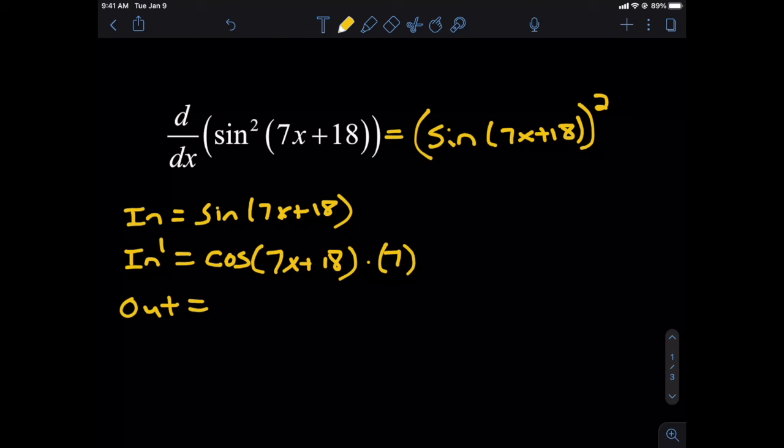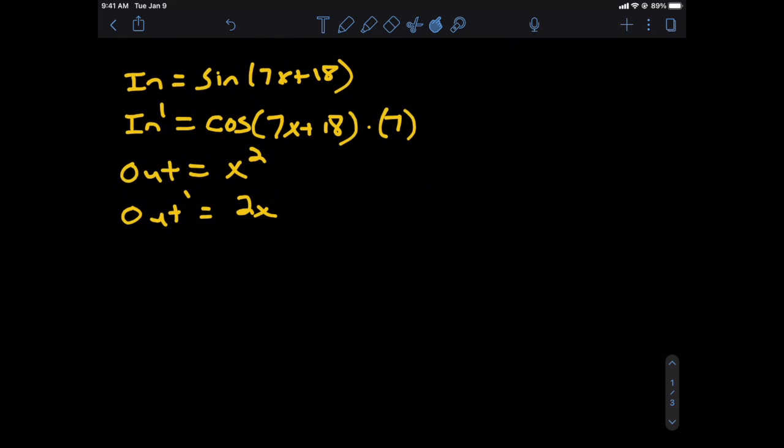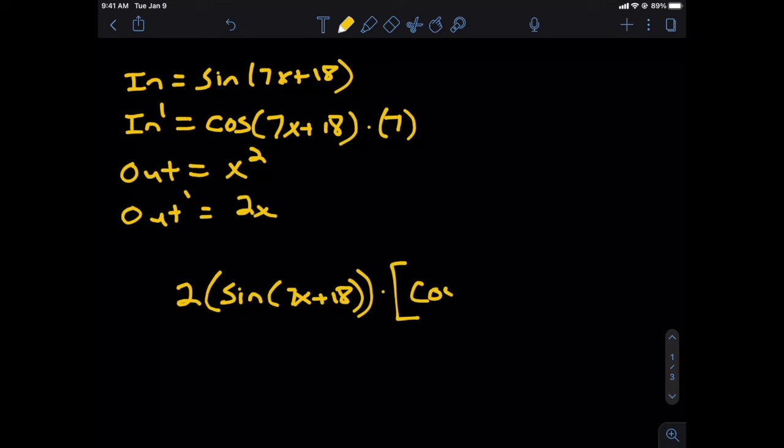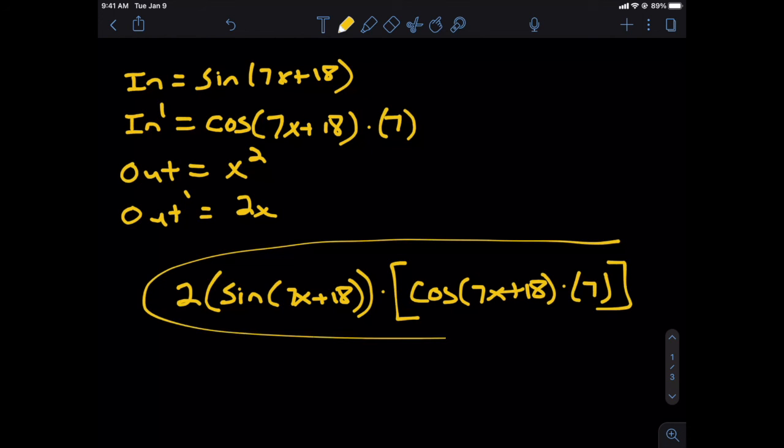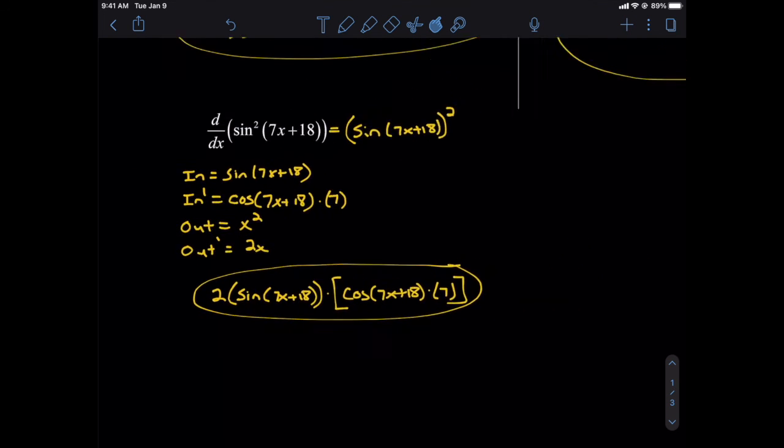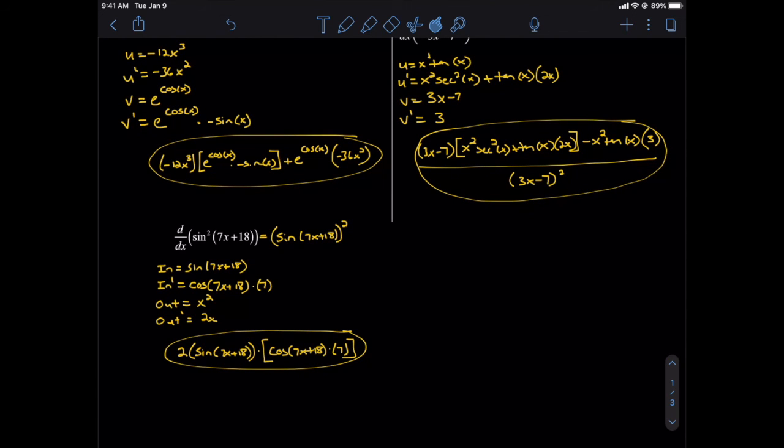Returning to our main function here, we think of our outside function as the thing where we replace the inside function with regular x, hence x squared. The derivative of x squared is 2x. So now we can use our chain rule to figure out what the whole entire derivative is. It's going to be the out prime evaluated at the inside, so 2 times sine of 7x plus 18 times our in prime function, our cosine of 7x plus 18 times 7. Like before, there's plenty that we can do to simplify this here, but let's not waste our time. The most important thing is that you know how to take these derivatives.